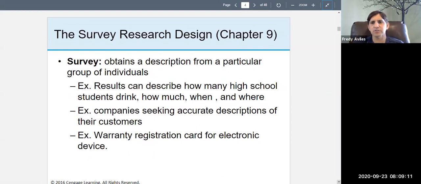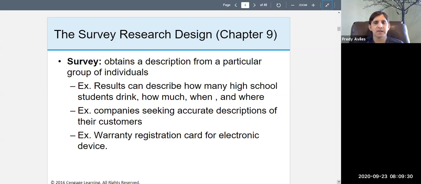The survey research design, which in your book is chapter 9. And I know I'm not going in order, but that's okay. We need to talk about the survey now before your actual survey is due, which is in a couple of weeks. So what is a survey? You guys know what a survey is. Everyone's heard of surveys, but here's the definition for you.